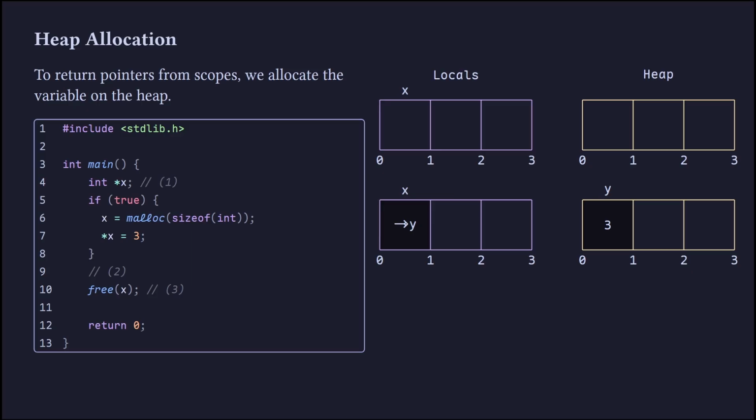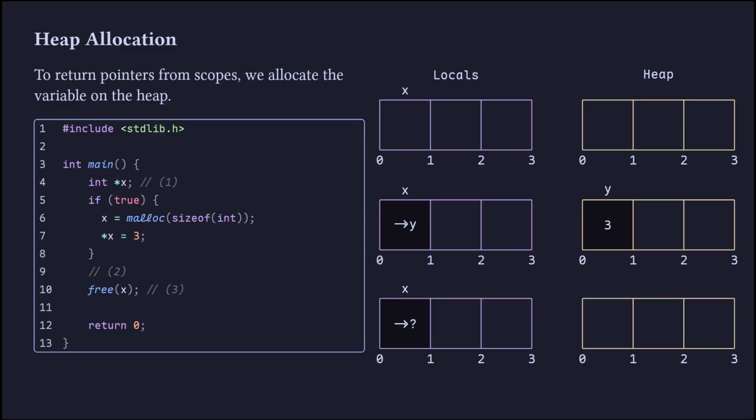In this case, once we're done using y, we've done whatever we need to do in between 2 and 3, and we've moved things out of the scope. We need to manually free this memory ourselves. So we just pass back the pointer x to the function free, and that gets rid of our cell on the heap y and invalidates our pointer.